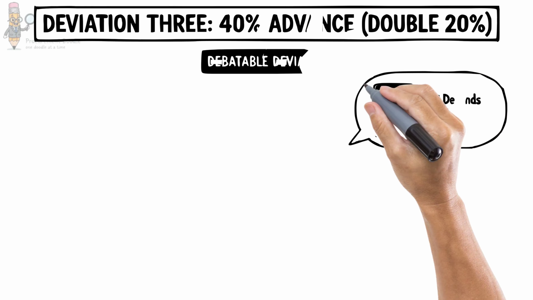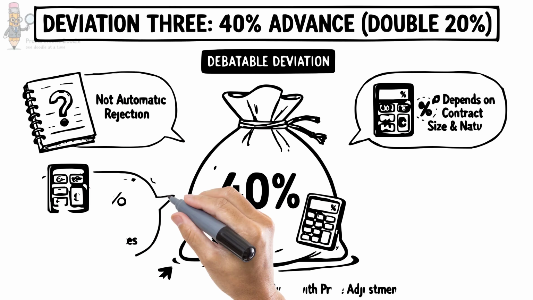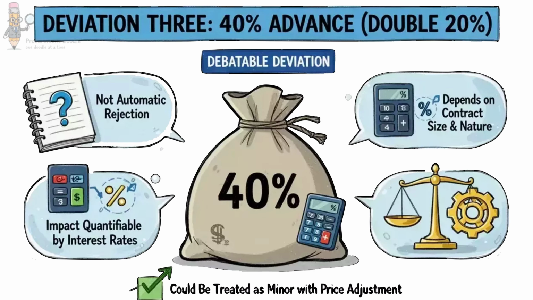Deviation 3. A 40% advance instead of 20. This is a debatable deviation. The procurement document doesn't automatically reject changes to payment terms. The impact can be quantified using interest rates. So depending on the contract's size and nature, the committee could treat this as a minor deviation with a price adjustment.